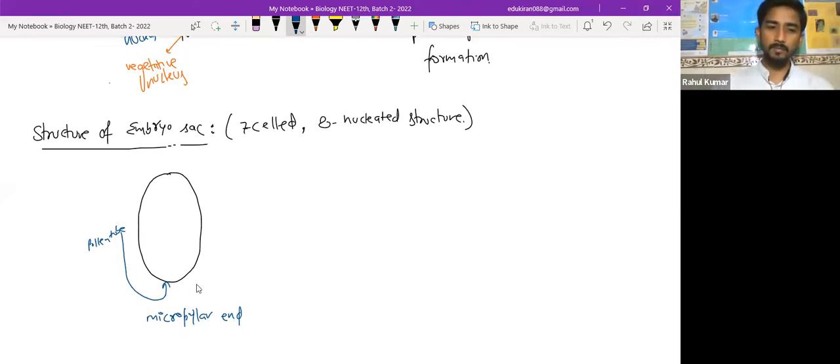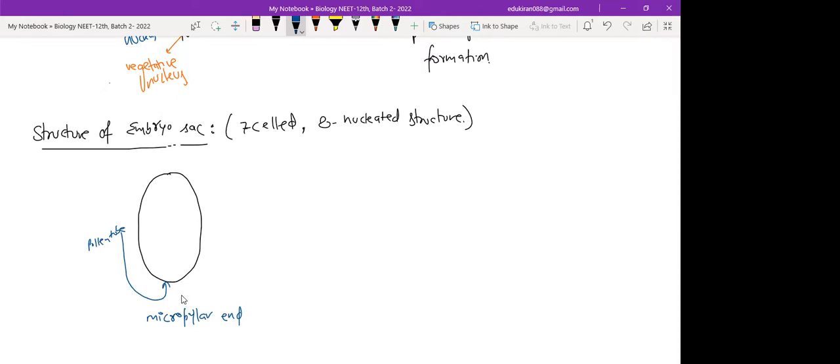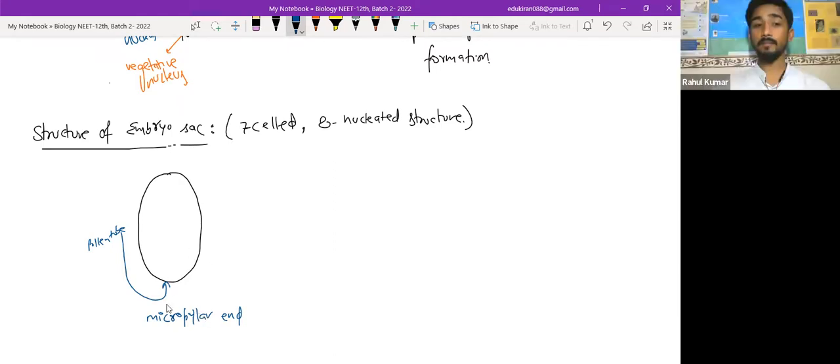Now it's called micropylar end because of the word micro. Remember, I told you the word micro will always be associated with male gametes in plants. Microspore, macrospore. So we call it micropylar in the embryo sac because this is from where the male gamete enters. And the other end is called the chalazal end.